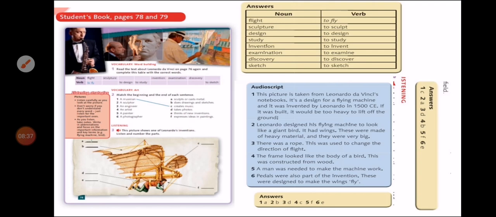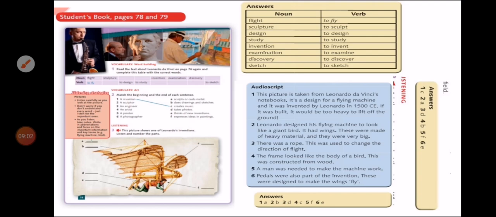Pedals were also part of the invention. These were designed to make the wings fly. So for E we will write pedals, P-E-D-A-L-S, and for F what will we write? A man, okay? What did we write for D?